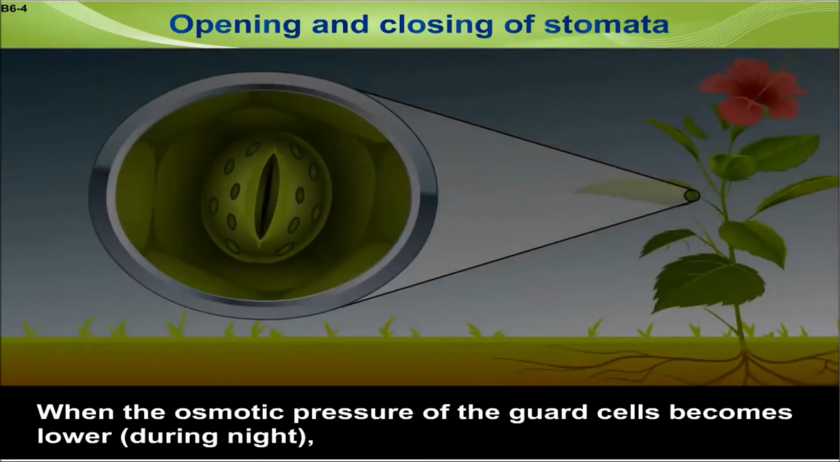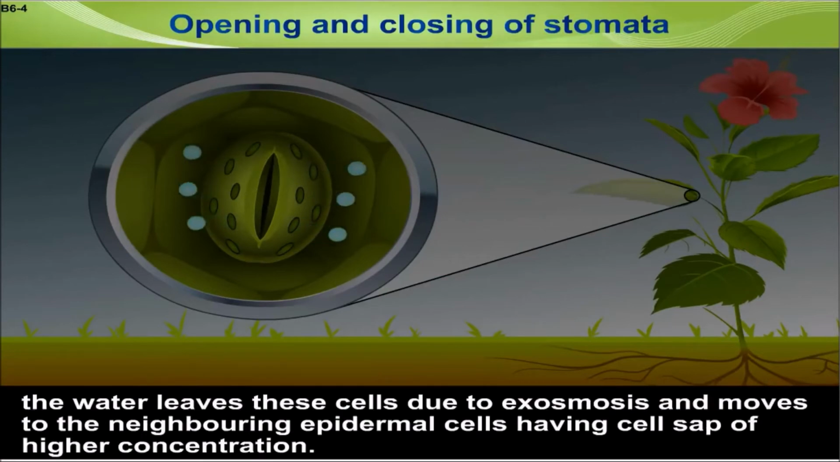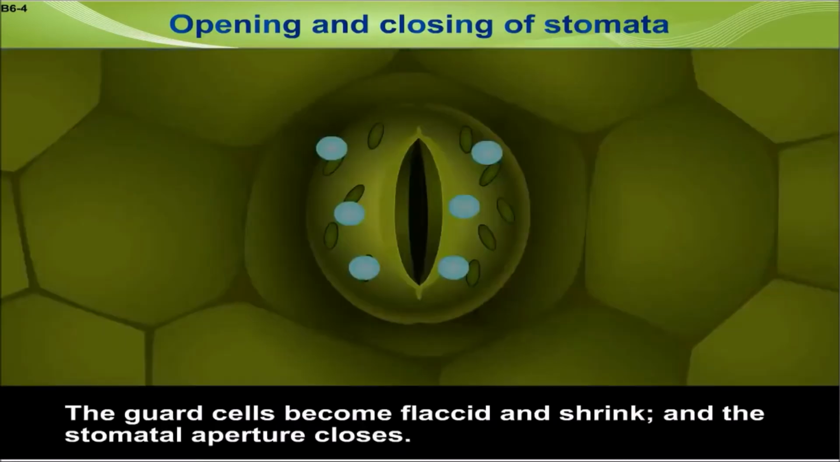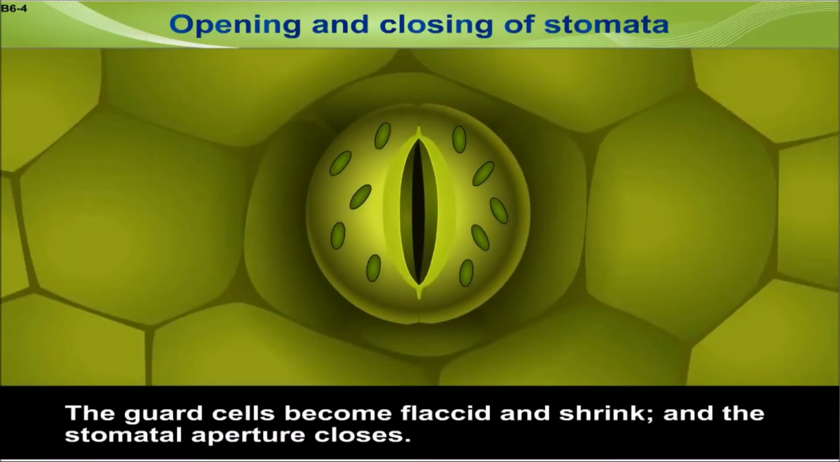When the osmotic pressure of the guard cells becomes lower during night, the water leaves these cells due to exosmosis and moves to the neighboring epidermal cells having cell sap of higher concentration. The guard cells become flaccid and shrink, and the stomatal aperture closes.